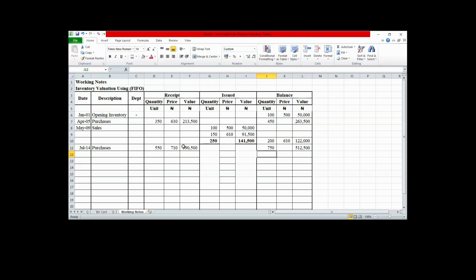Then our price will be blank. The former balance has a price of 610, and the new price is 710. That place is going to be blank since we're having two different prices. Where the price is the same, we repeat it. Where they are not the same, we leave the place blank. Is it clear?